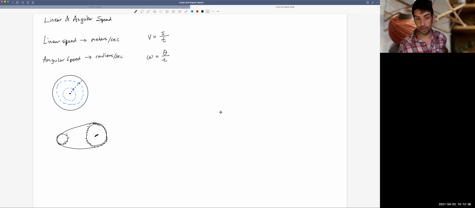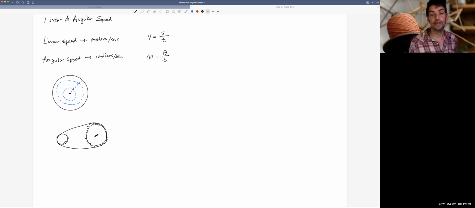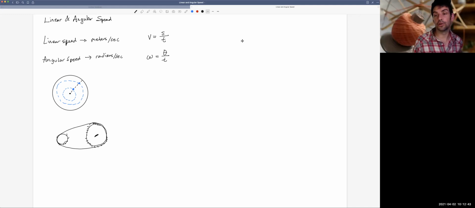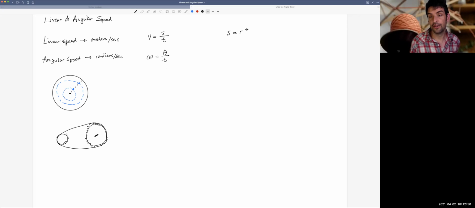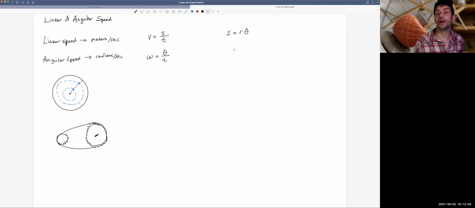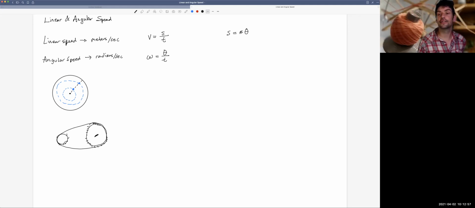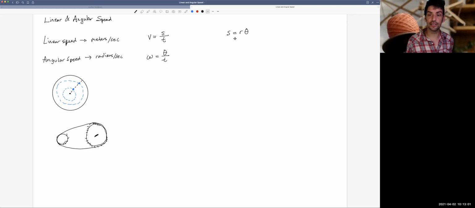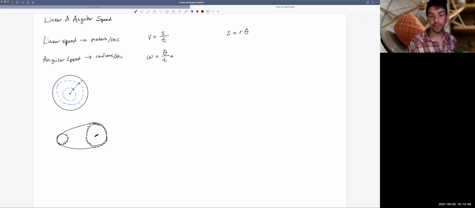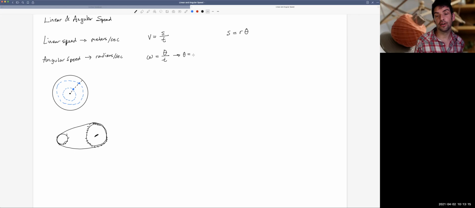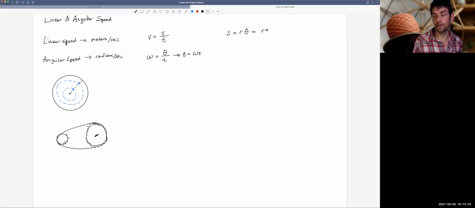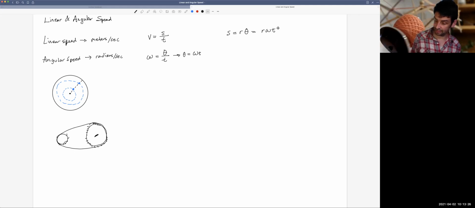So let's see, what can we do here? Notice that we can take, we'll go back to our relationship, a previous relationship, S equals R theta, right? This was the distance, the arc length is equal to the radius times the angle that's subtending that arc length. And we can use this new angular speed idea and replace theta. So with a little bit of algebra, this can be rewritten as theta equals omega times time. So we can replace theta with that.